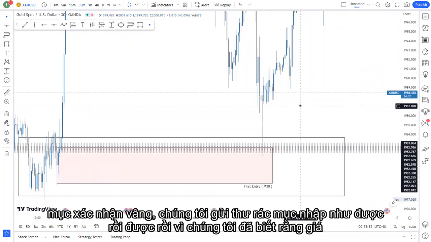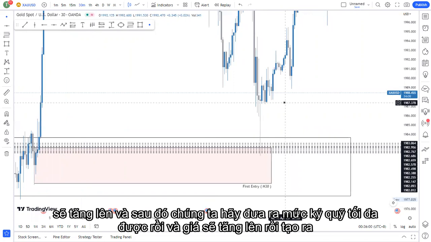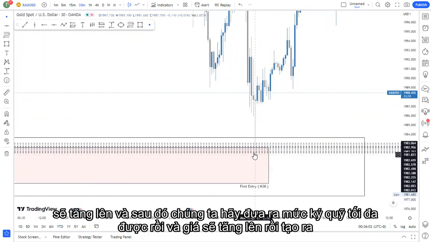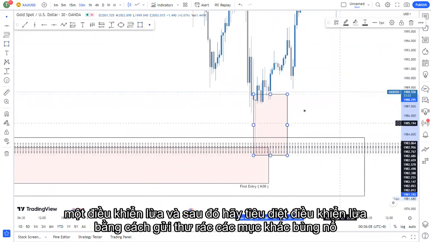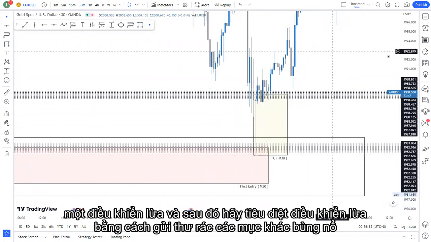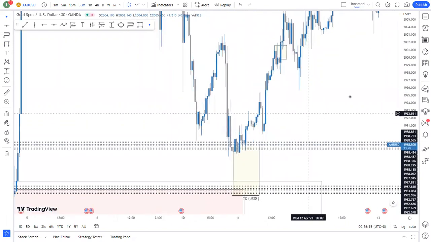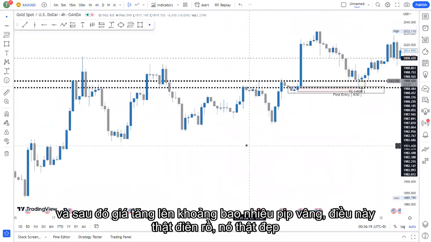Because we already know that the price is going to go up, let's give a full margin. And the price went up, and then it created a trade control, and let's kill the trade control by spamming the entries. Boom, another one. And then the price went up for about how many pips?